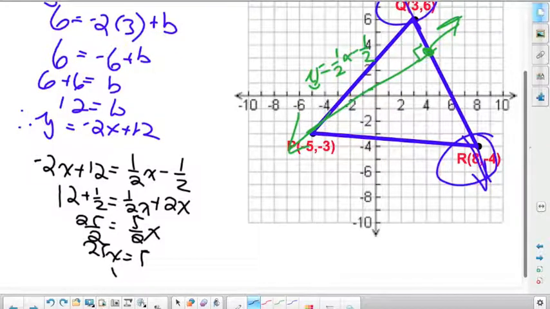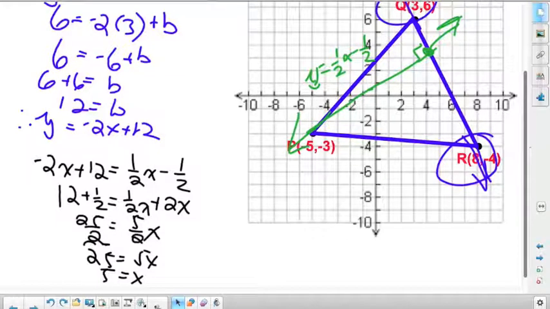So 25 is equal to 5x, so x is equal to 5. Yes, Adrian? Could you convert the fraction to a decimal? Yes, if you want to use your calculator, you see that's a half. How did you get 5 over 2x to equal 5? No, I got 25 over 2, and a half x plus 2x is 5 over 2x. That's the part I slipped up on. Yeah, I forgot to add the 2x.